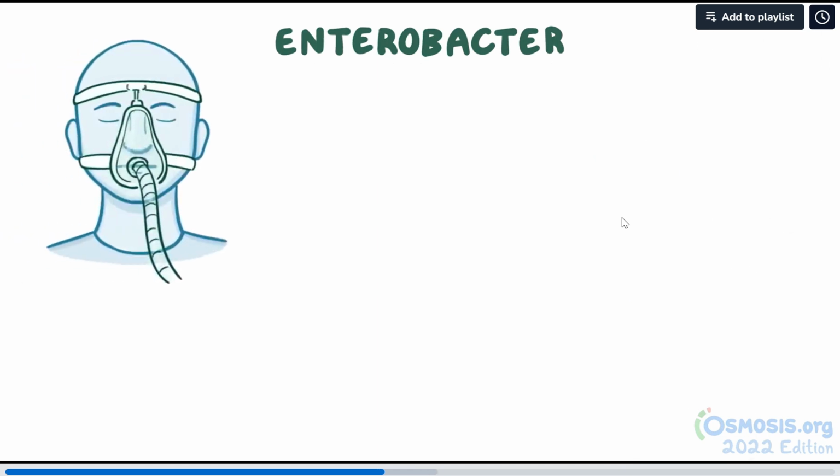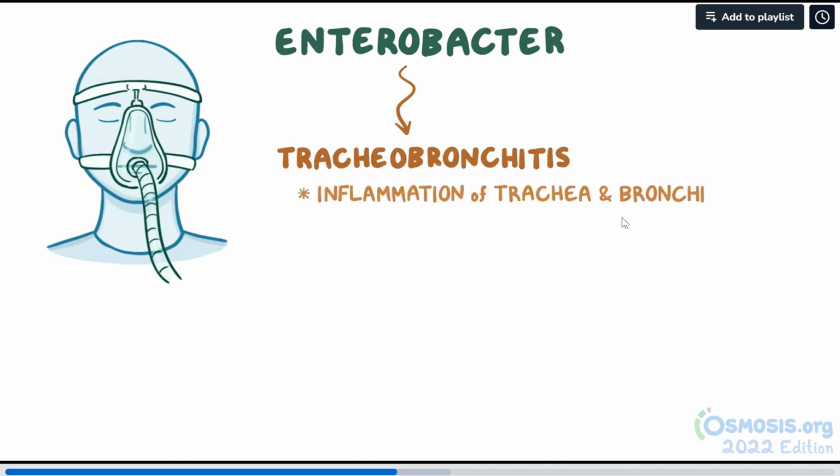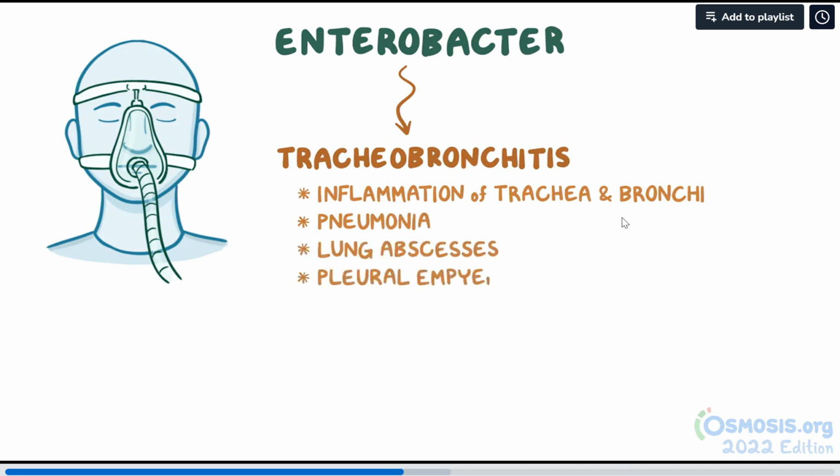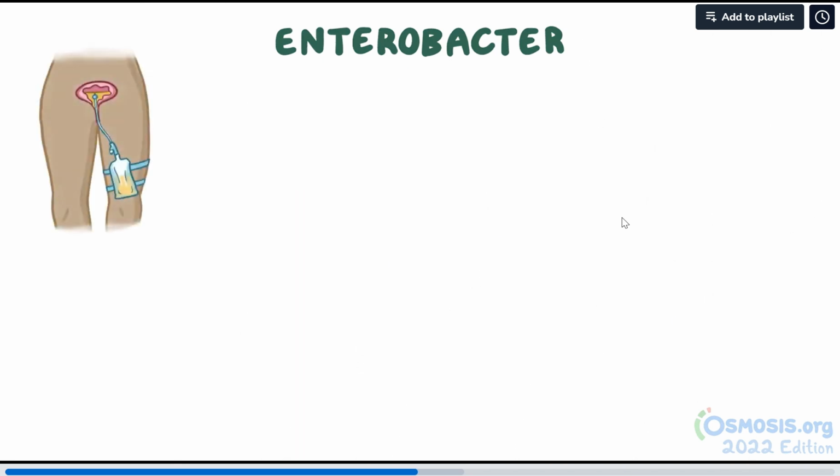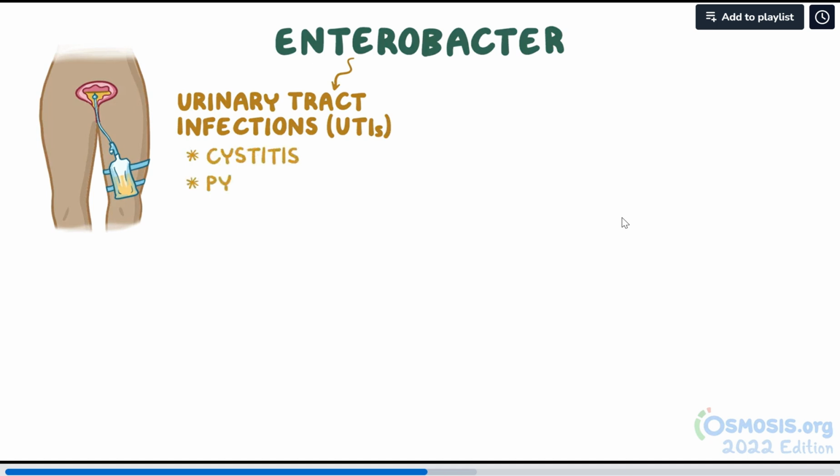In people who are mechanically ventilated, Enterobacter causes respiratory infections, like tracheobronchitis, which is inflammation of the trachea and bronchi, pneumonia, lung abscesses, and pleural empyema, which is a collection of pus within the pleural cavity. In people with urinary catheters, Enterobacter causes urinary tract infections, or UTIs, like cystitis, pyelonephritis, and prostatitis.